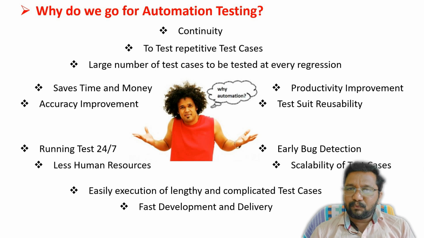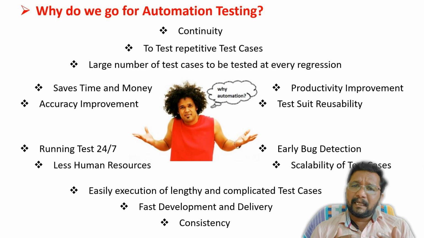And finally, consistency. Sometimes whenever humans do testing, they may cause different types of errors. But when the test cases are automated, consistency will be carried on. So these are the important reasons why we go for automation testing, friends.